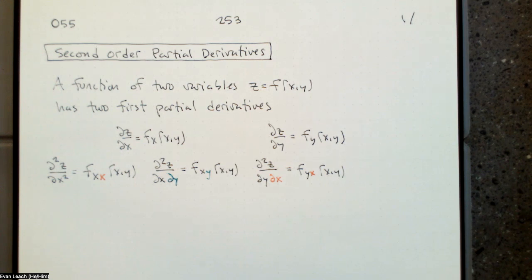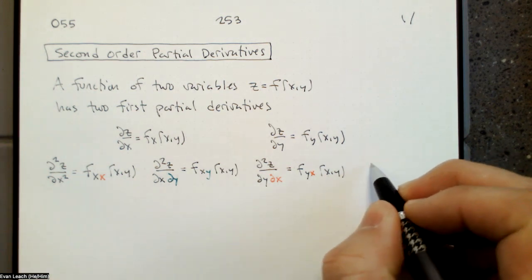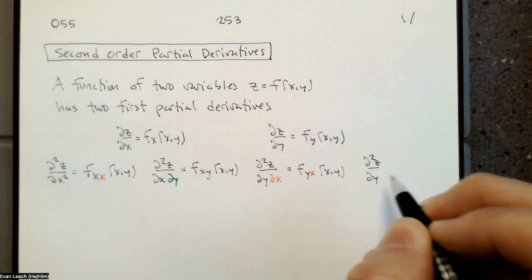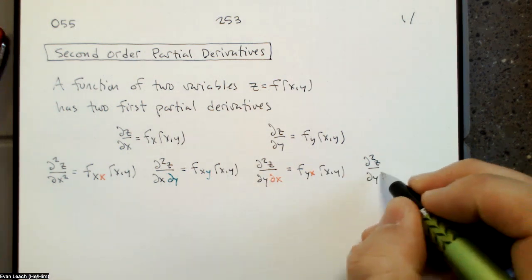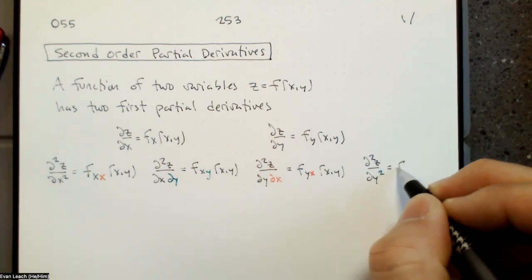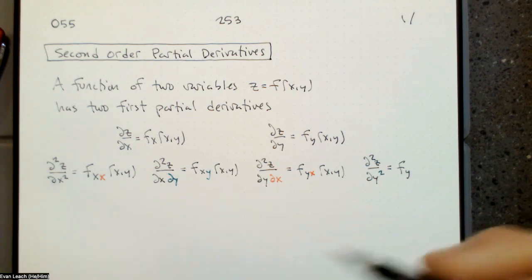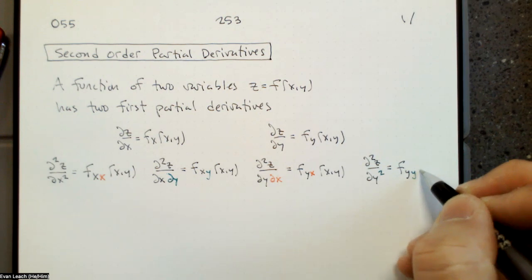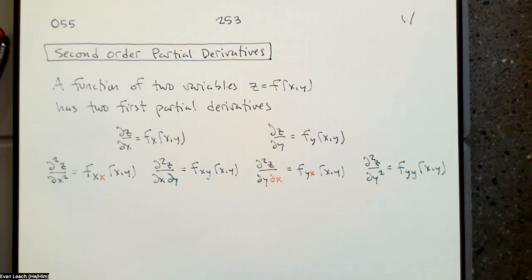And then finally, we can find the partial of y with respect to y. So that'll be the second derivative of z with respect to y twice. And I'll just write two y's. There's my first derivative with respect to y. There's my second derivative with respect to y. So we have 4 second partial derivatives.